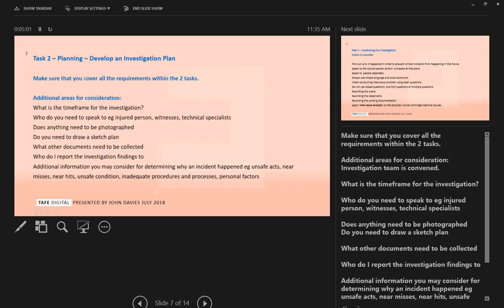Does anything need to be photographed? Do you need to draw a sketch? What other documents need to be collected? Who do I report the investigation findings to? Additional information you may consider for determining why an incident happened could be safe and unsafe acts, near misses, near hits, unsafe conditions, inadequate procedures and processes, personal factors.